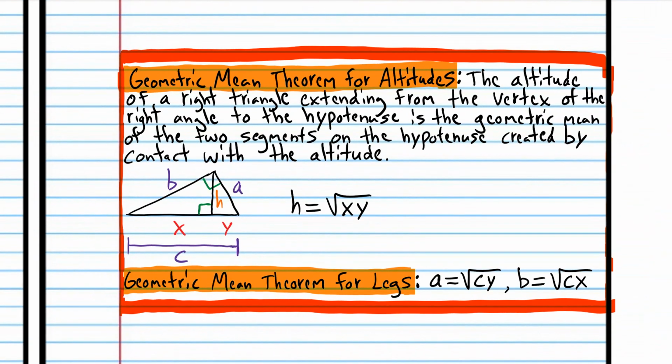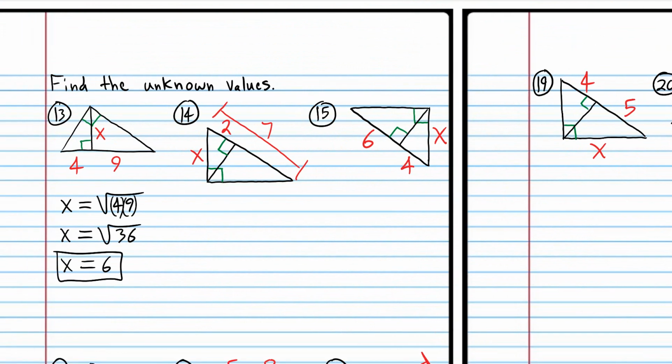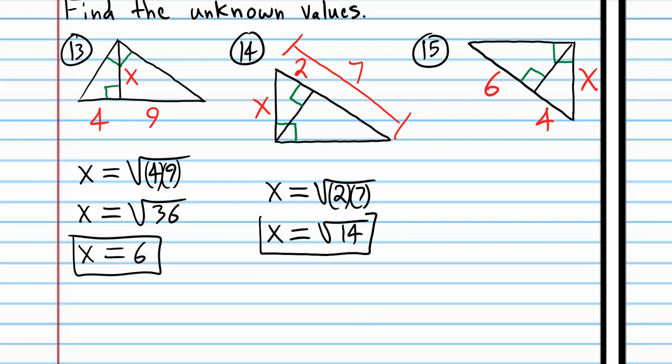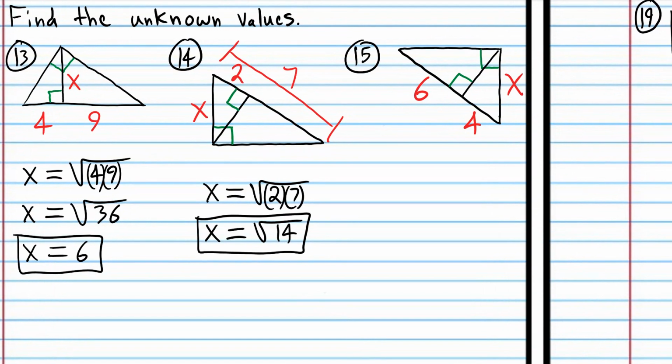Now we're going to use the geometric mean theorem for legs. So we want to find x. The geometric mean theorem for legs tells us that x is equal to the square root of the segment created by the altitude and the hypotenuse that is closest to x, and the overall hypotenuse, 7. Again, I know that seems kind of confusing, but you'll get used to it as you do these problems. So 7 times 2 is 14, and you can just leave it as square root 14 because we can't really simplify that much.